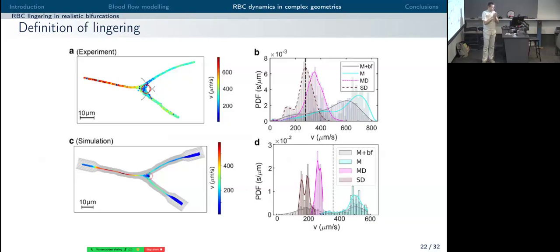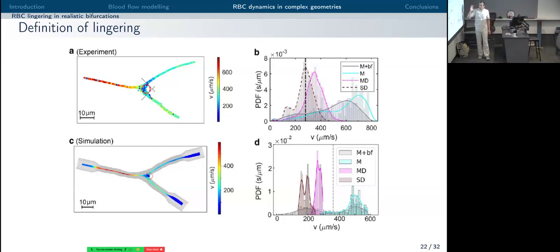So what we have done, we looked at the velocity probability distribution of the red blood cells approaching the bifurcation. And maybe it's a bit easier to look at the simulation results. At the bottom right, you see a relatively shallow gray line, which is bimodal. So it has two maxima. You see something similar for the experimental results at the top, but you have a much stronger bias towards higher speeds, but you still have a somewhat bimodal distribution.